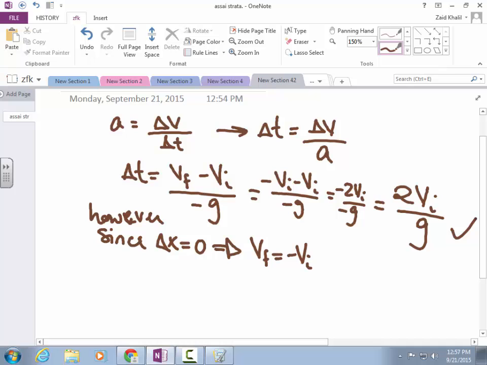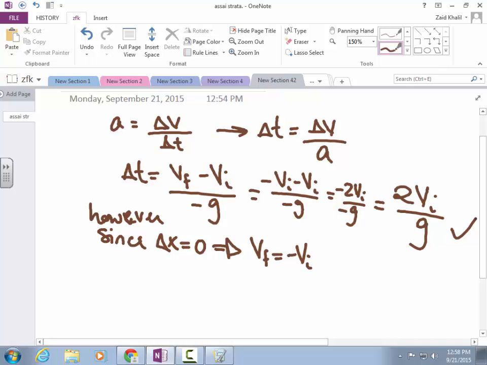Is this a formula, yes or no? And the answer is no. If you start formula hunting, guys, you'll be hunting all year. You need to be able to derive these things from first principles. And the first principle is delta x equals 0, right? Which means by the second kinematic equation, the final velocity is antisymmetric to the initial velocity. And hence, you can solve for the change in time.